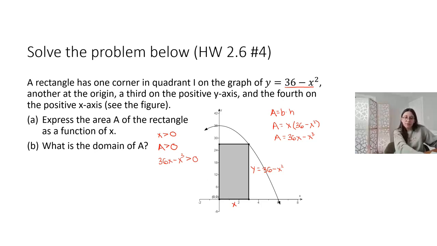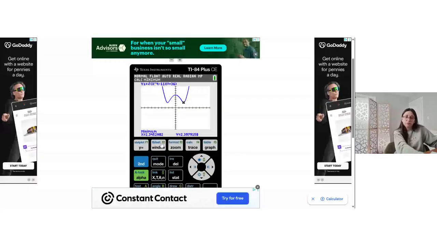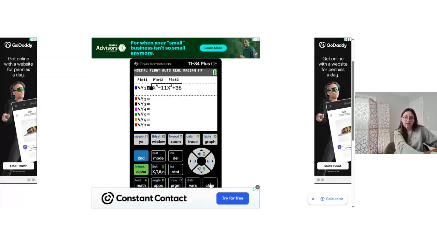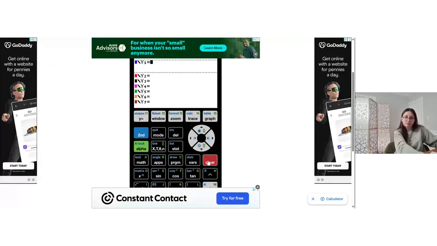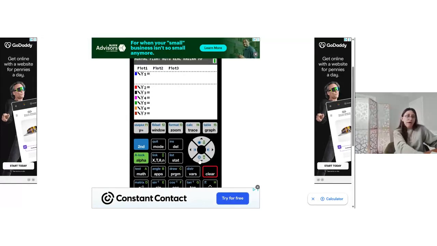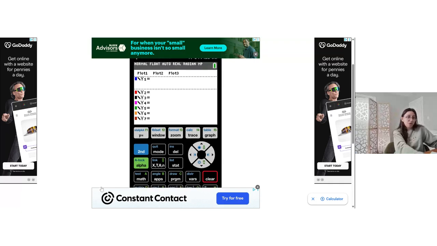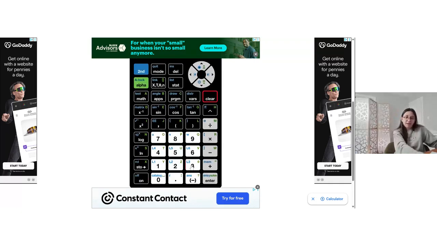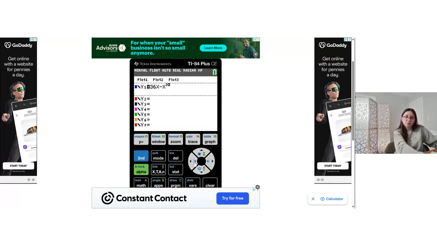So again, I'm going to switch my screen back over to my calculator. Right now I have that last graph I worked on, so I'm going to go back to y equals and clear that out. And then I'm going to type in my area function, so 36x minus x cubed. And then graph.